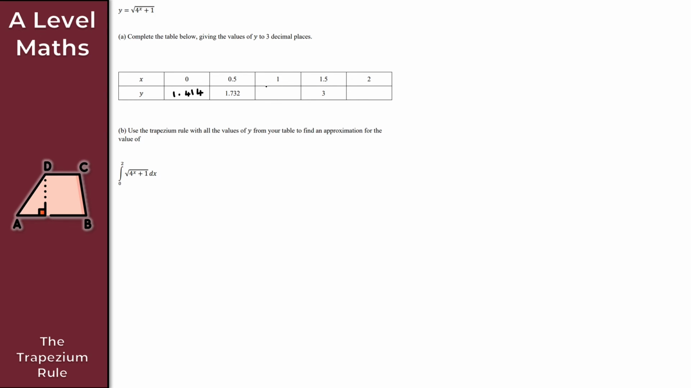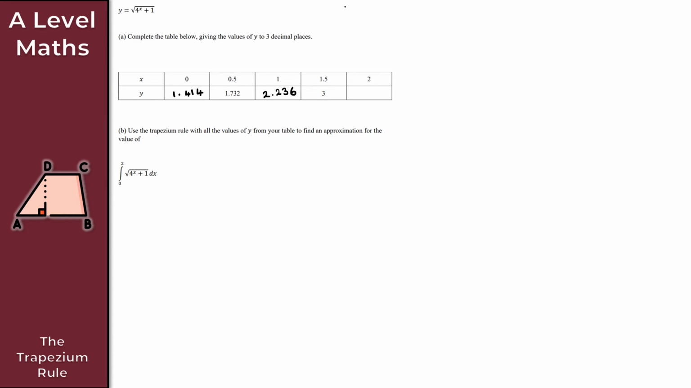Moving on then, when x equals 1 here, what do we get for y? Well, y is equal to the square root of 4 to the 1 plus 1, which is just the same as the square root of 5. So to 3 decimal places, what we get here is 2.236. Okay.